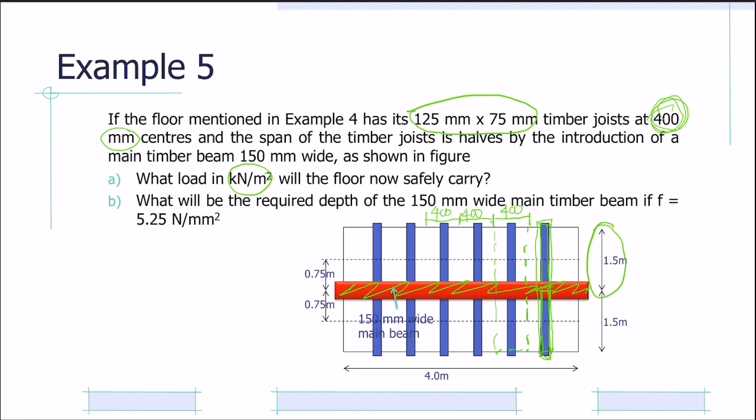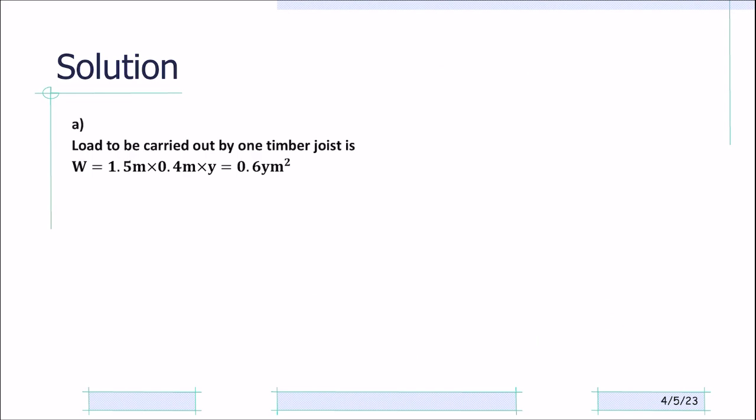Therefore, we need to calculate again, it is no longer 2 kN per meter square, because before this, in our example number 5, for 1 meter square the floor can carry 2 kN. However, with the introduction of the main beam, the value is different. First, we need to do some equation to find the load to be carried by one timber joist. Since what we are trying to find is the value of y, like earlier we found the value of x, this time we find y with the introduction of the timber beam. Then you get 0.6 y meter square.